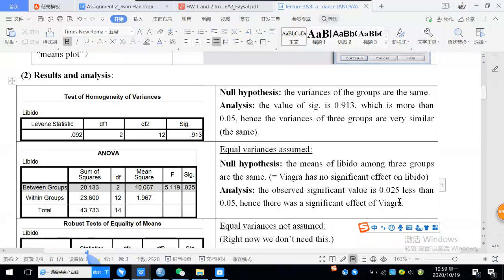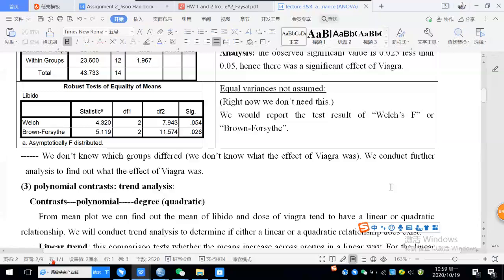Since right now we have the conclusion that the dose of Viagra has a significant effect, next we want to know at which levels they have the significant difference. Because we don't know which groups differed. We don't know what the effect of Viagra was. So we conduct further analysis to find out.